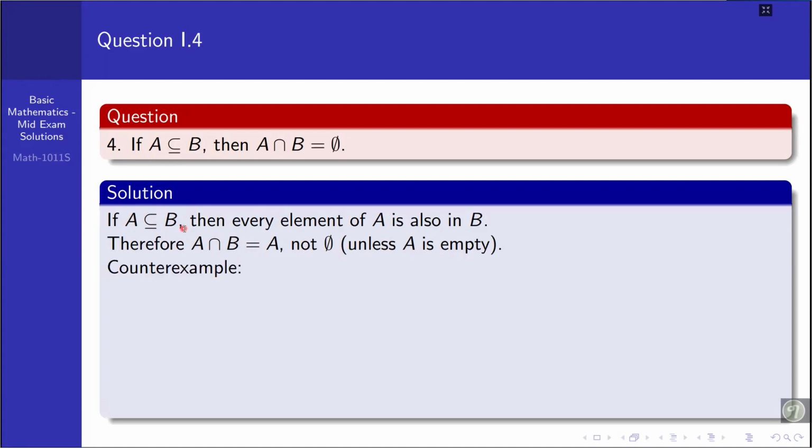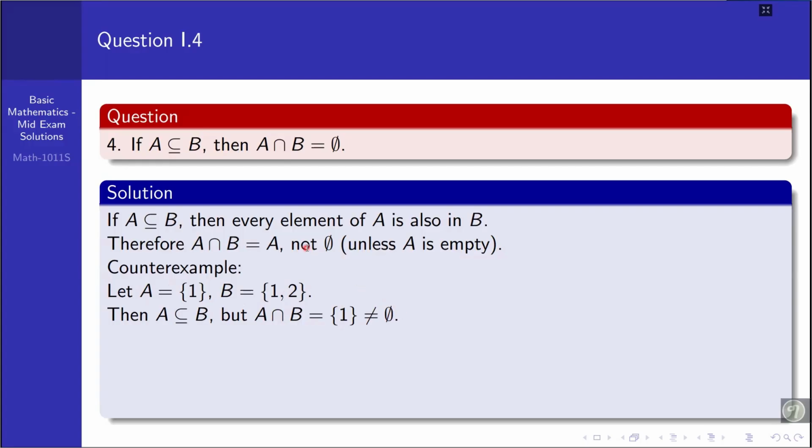Just consider a counterexample for this one. Let's assume that A contains one element, and B contains 1 and 2. Clearly A is a subset of B, because the element of A, which is 1, is also an element of B. But the intersection of these two is {1}, which is different from the empty set.